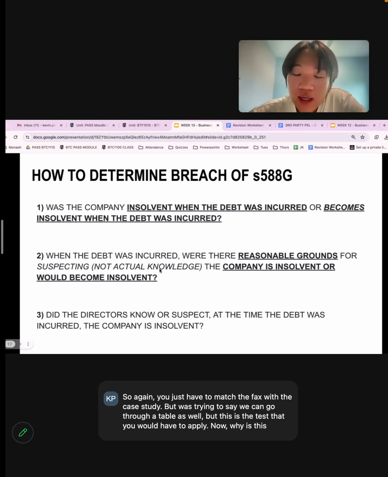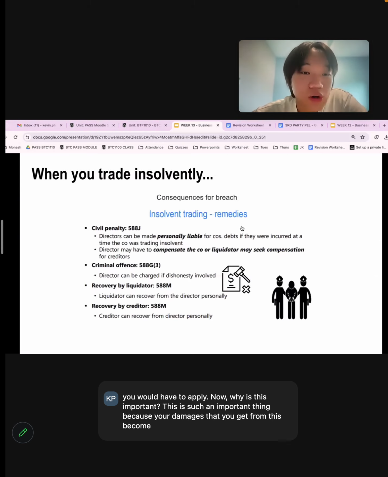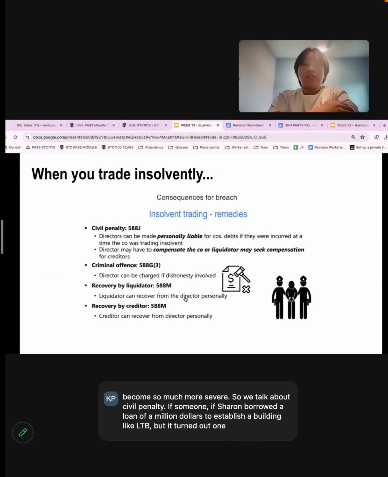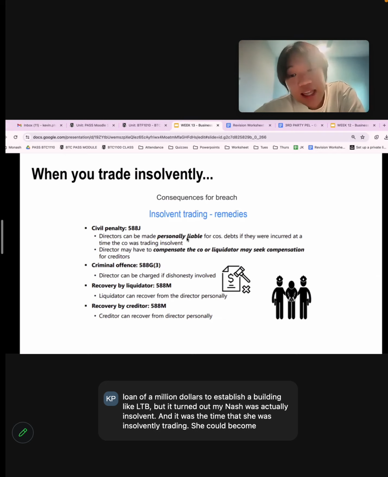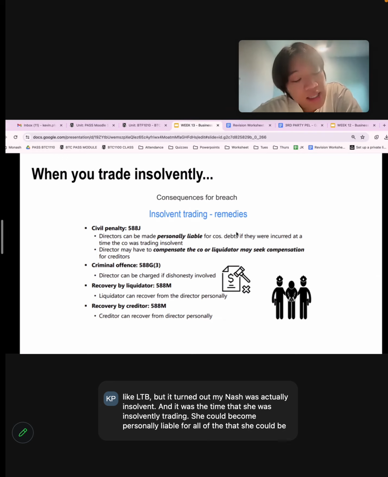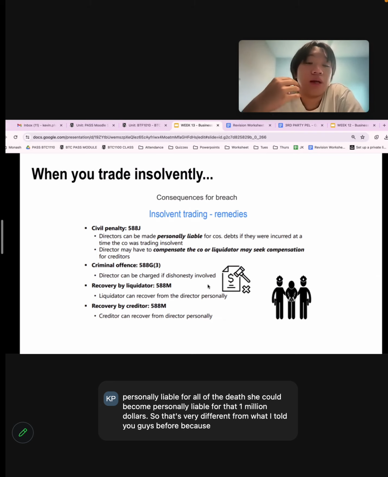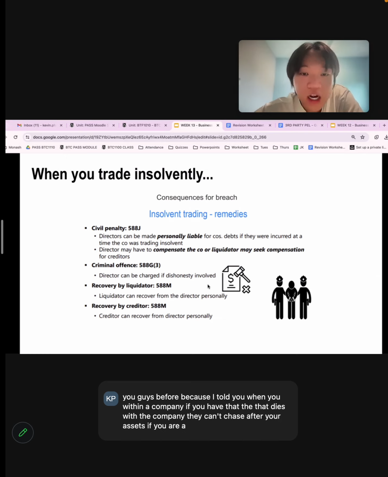Now, why is this important? This is such an important thing because the damages you get from this become so much more severe. We talk about civil penalty. If Sharon borrowed a loan of $1 million to establish a building like LTB, but it turned out Monash was actually insolvent, and it was determined that she was insolvently trading, she could become personally liable for all of the debt. She could become personally liable for that $1 million. That's very different from what I told you before, because I told you within a company, if you have debt, the debt dies with the company. They can't chase after your assets if you are a director in a company.